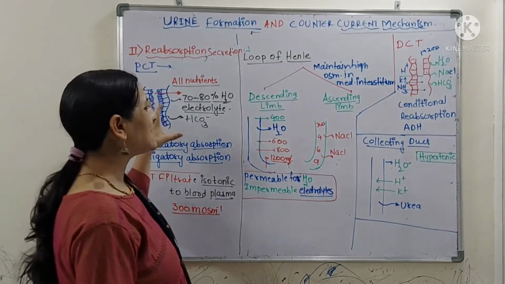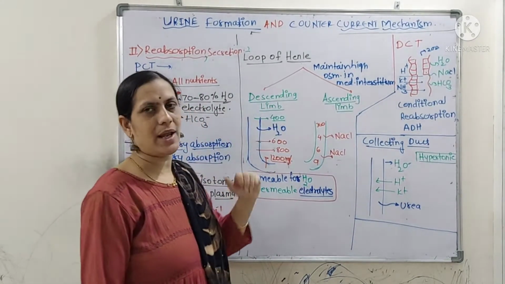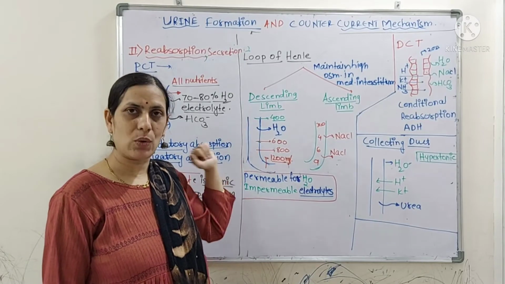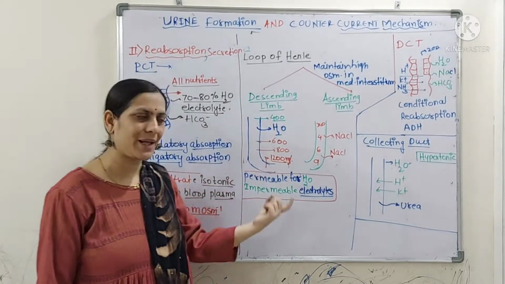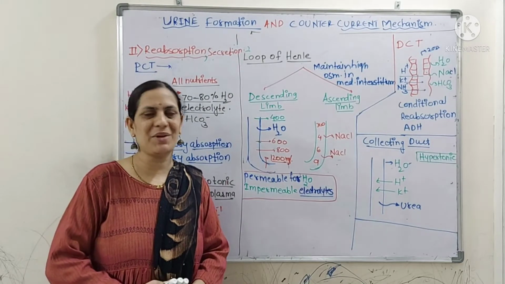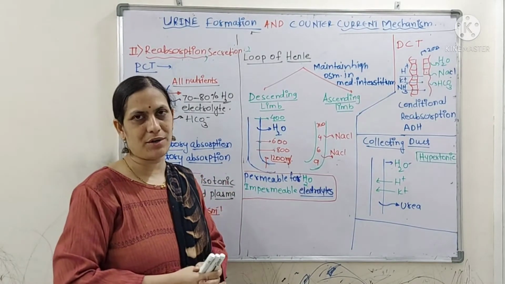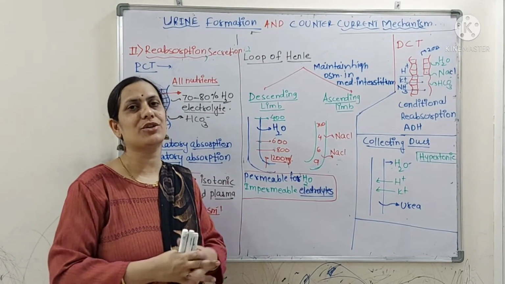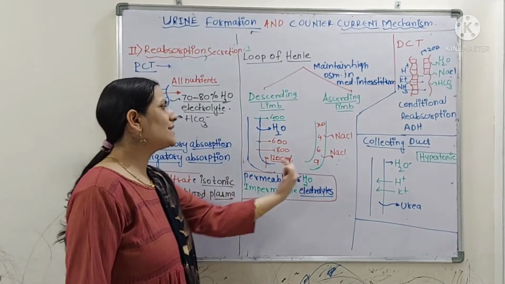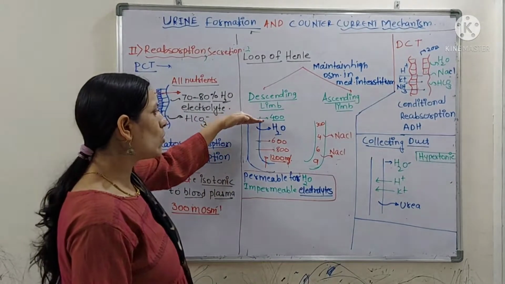The PCT is present in the cortex region. Now the filtrate goes to the next part, the loop of Henle, which is in the medulla region. The filtrate passes to the descending limb of the loop of Henle. Here I have written that the descending limb is permeable to water but highly impermeable to electrolytes. It means there is a possibility of water absorption from this region, but no absorption or secretion of electrolytes is possible. Water is absorbed from the descending limb, so the filtrate becomes more and more concentrated.